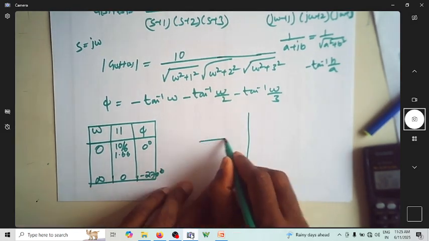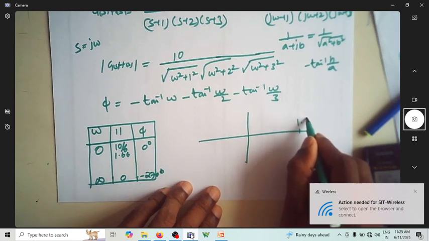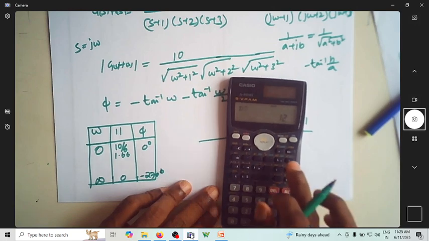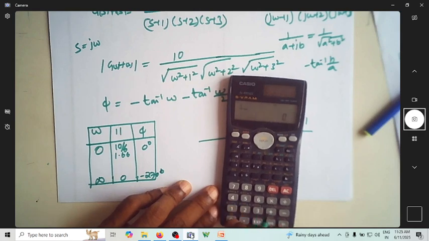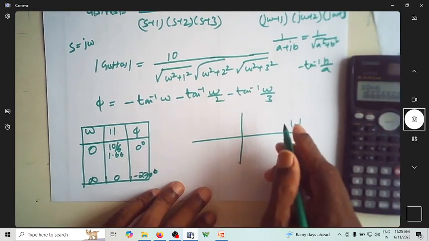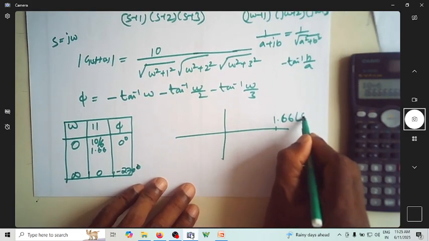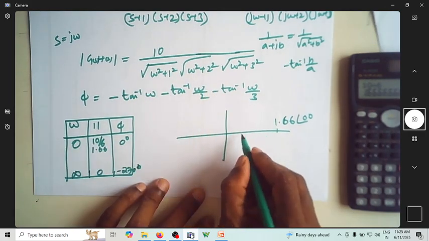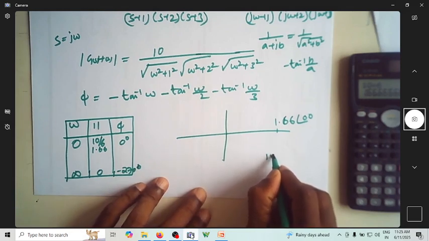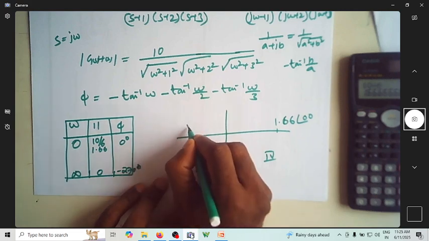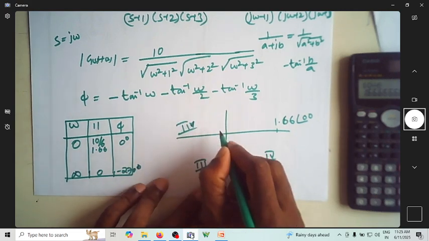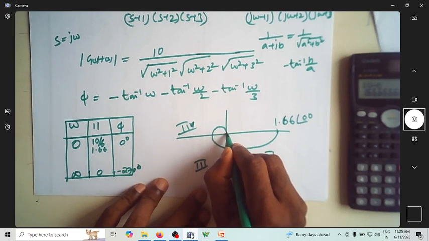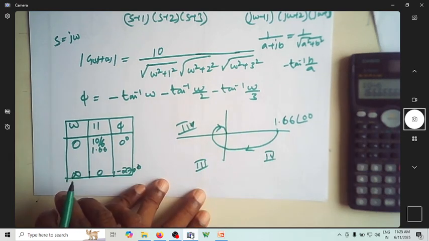If you take it as one point, how much is 10 by 6? 10 by 6 is 1.66. If it is 1.66, the angle is 0 degrees. So you can see that, since all these terms are negative, the phase plot moves in the fourth quadrant, then the third quadrant, and it ends in the second quadrant. It goes like this, and then ends with a magnitude of 0. This is the plot.